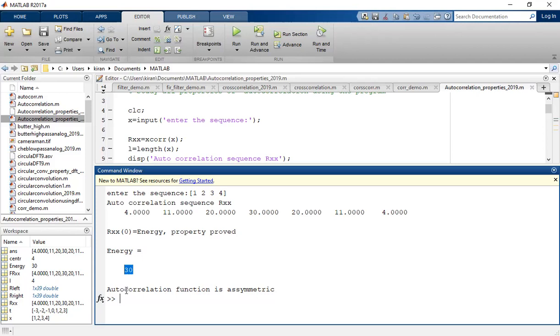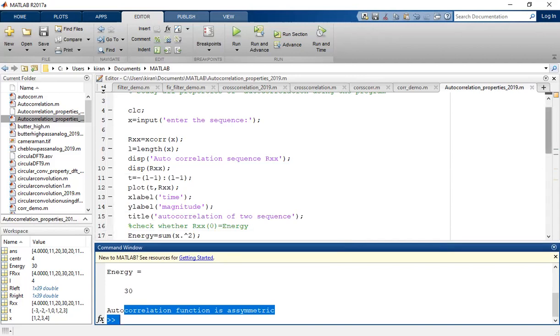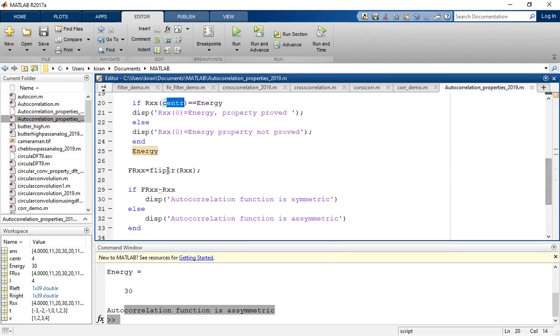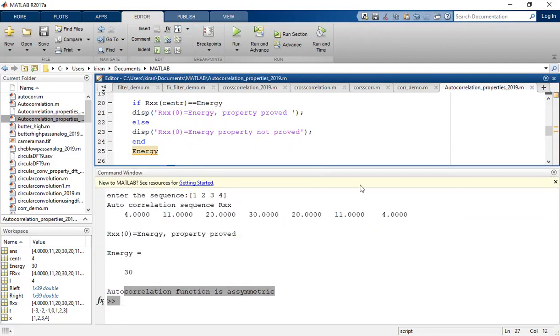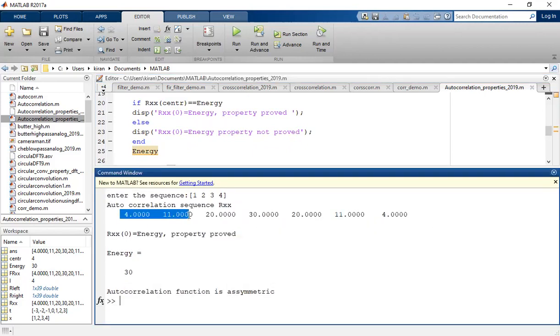Here you can see we checked for the symmetry, and the one command we have used here is a new command, that is flip left to right, flipLR. What this command does is it takes the sequence 1, 2, 3, 4 and compares it with 4, 3, 2, 1. By the way, you can see the actual command answer is 4, 11, 20, 30, 20, 11, 4. You can see 20 and 20, 11 and 11, 4 and 4. The values on the left and the values on the right are symmetric.